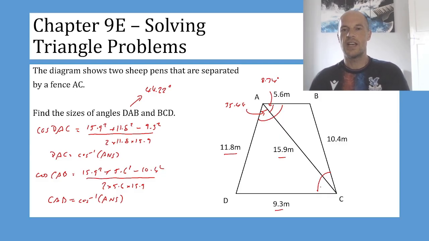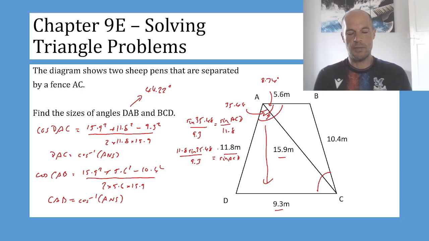Now I could use the cosine rule to work out these two angles, but I always recommend using the sine rule instead of the cosine rule if you've got the opportunity to. We know this angle here, so we can say that the sine of 35.48 divided by the side opposite it, 9.3, equals the sine of ACD divided by 11.8. Therefore, 11.8 sine 35.48 over 9.3 is the sine of ACD.